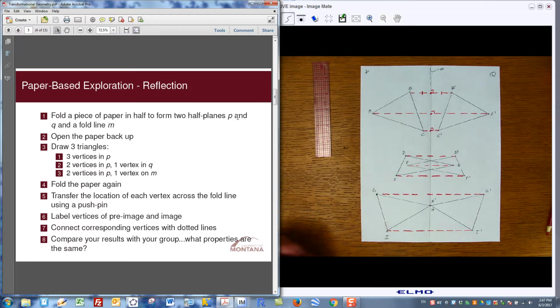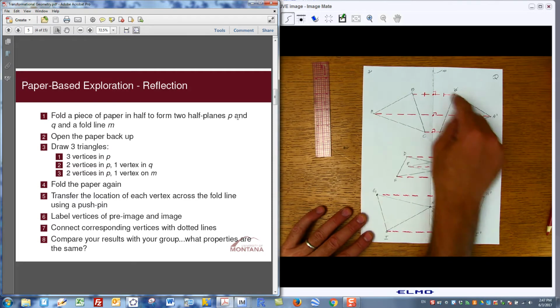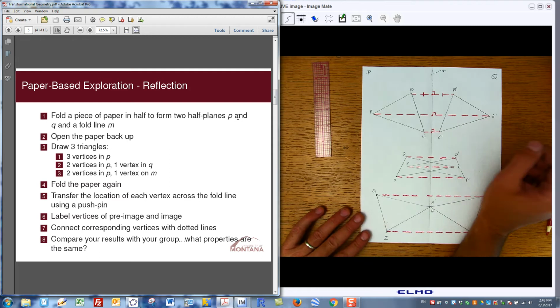I hope that maybe this will give you some ideas about how you might teach reflection in your classes, or think about leading other transformational instruction with some sort of a pen and paper activity before you get into the nitty-gritty of definitions. One other thing I think that's interesting to ask them, other things that happen with reflections. What other properties do you notice? Are any corresponding sides, for example, parallel to one another? So, for example, A prime B prime do not appear to be parallel at all to one another.